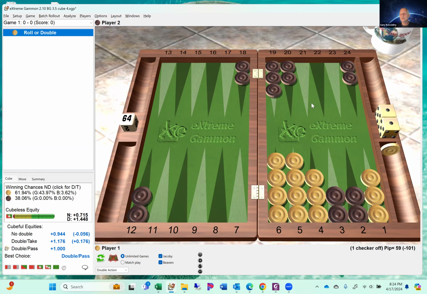Okay, so that's kind of the point I would like to make here. So this is a double pass, and the only difference here, where you have adequate timing in terms of pip count, is that you've got the ace point. If Black has made the ace point, that's generally a bad sign. You should shift your perspective toward passing because your back game is not going to be as effective.